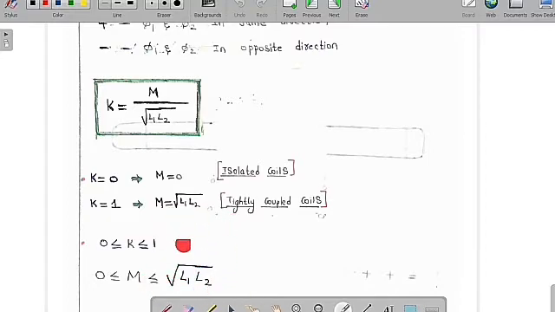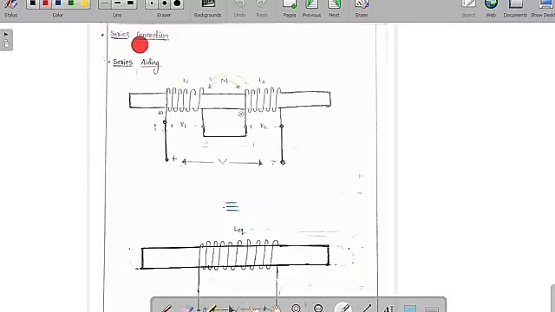So this is the way. When K is equal to 0, M is equal to 0; K is equal to 1, M is equal to under root of L1 L2. Therefore when K lies from 0 to 1, M lies from 0 to under root of L1 L2. When K is equal to 0, we call it isolated coils. When K is equal to 1, we call it tightly coupled coils. Now we are going to learn about the series connection, series aiding.